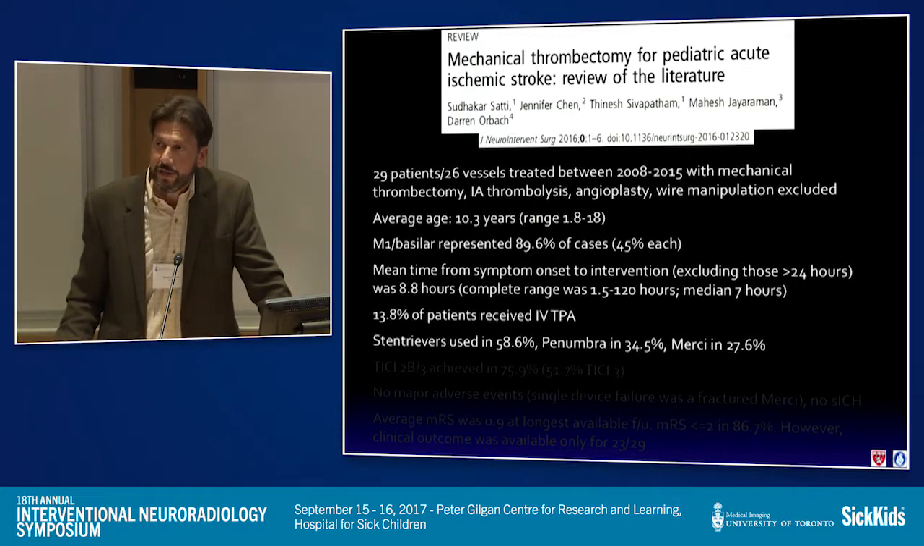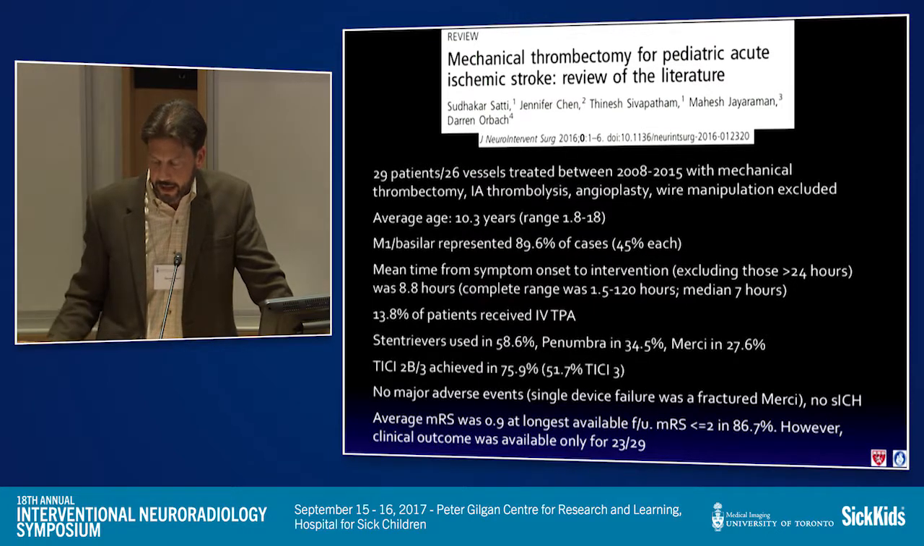About 14% of the patients got IV TPA, and most of the patients got treated with a stent retriever or penumbra, with many of the early patients getting Mercy. The outcome was actually quite good. So flow was reestablished at a good level in about 76% of the patients. There were no major adverse clinical events. There was one fractured Mercy device, and that was it, but even that had no clinical consequence.